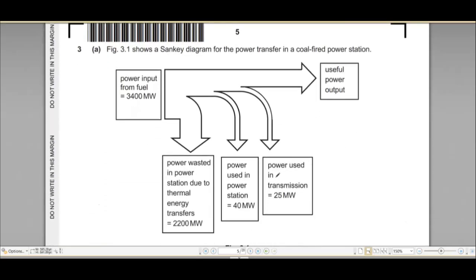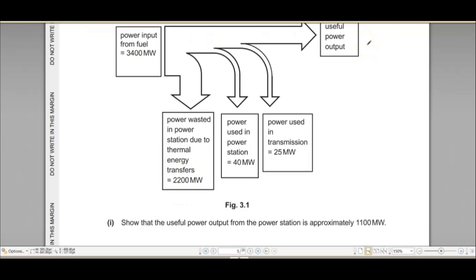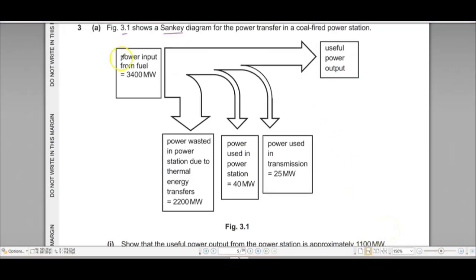Okay, moving on to question number 3, part A. Figure 3.1 shows a Sankey diagram for the power transfer in a coal-fired power station. It shows the useful power output from the power station is approximately 1100 megawatts. According to the diagram, power input from fuel was 3400 megawatts.